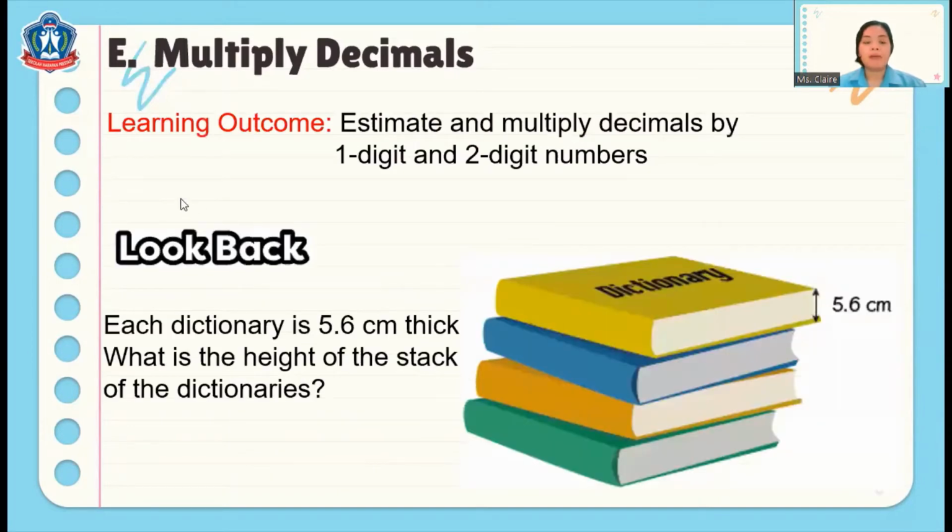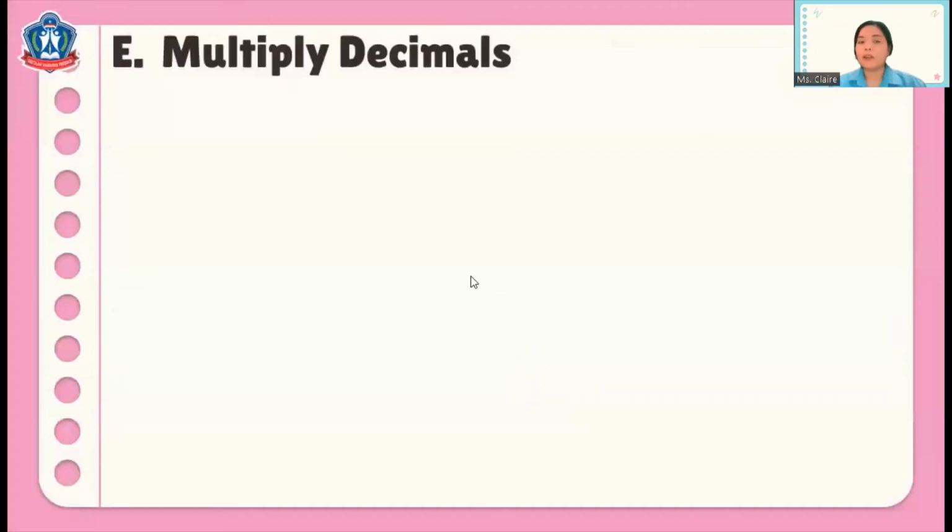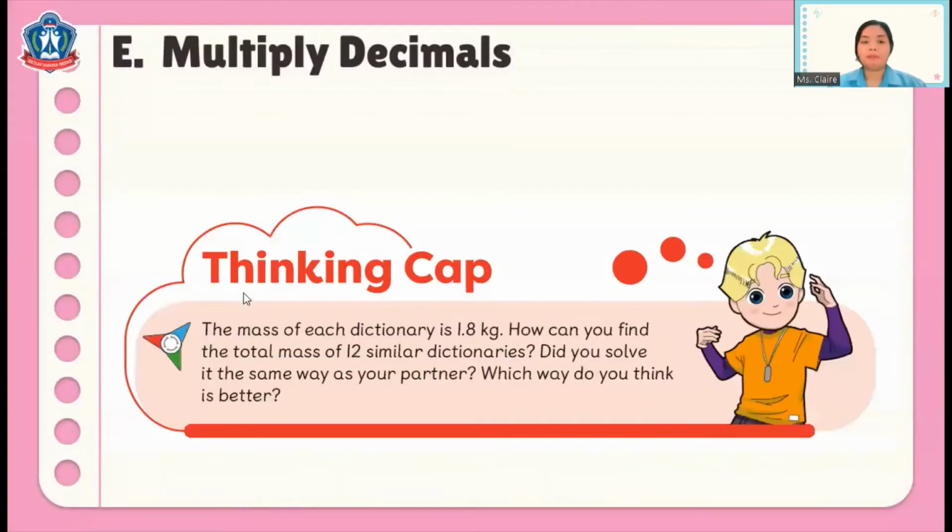Okay, I have here a problem. Each dictionary is 5.6 centimeters thick. What is the height of the stack of the dictionaries? So it means we just simply multiply 5.6 times how many books? 4. Or you can add 5.6 four times. So that's how to get the answer.